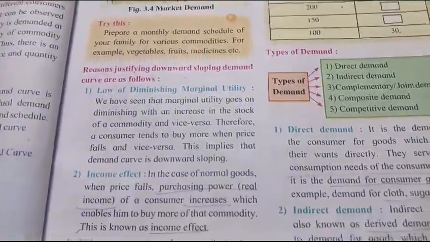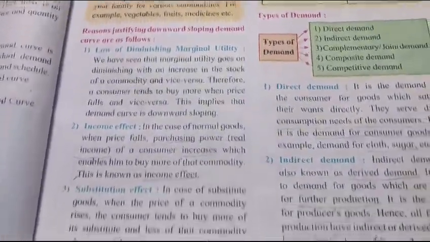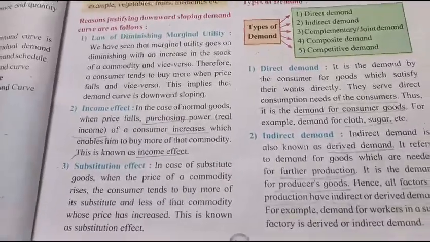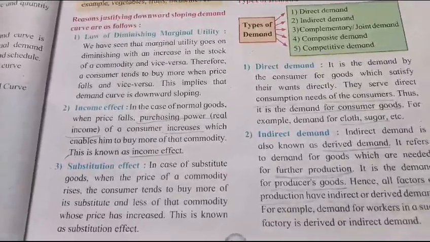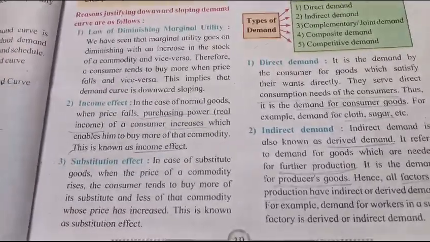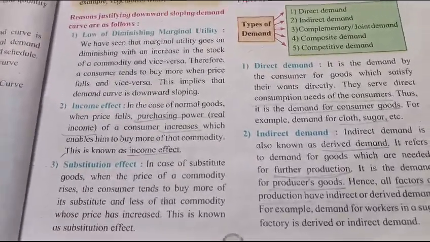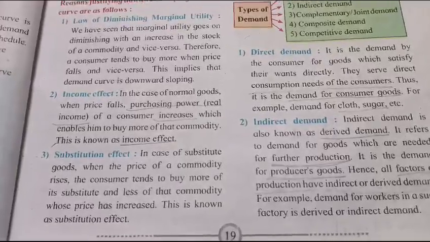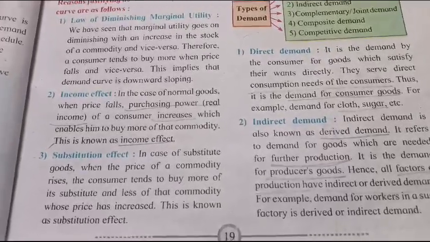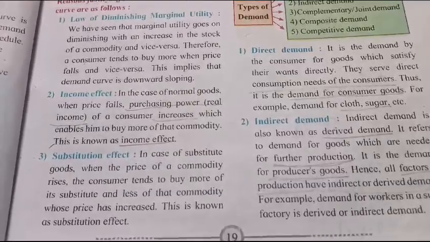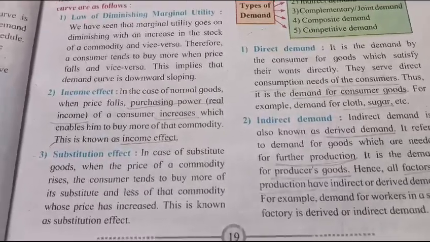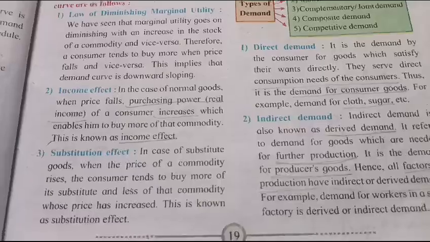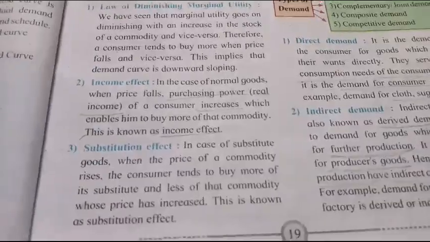Reasons justifying downward sloping demand curve are as follows. First, law of diminishing marginal utility. We have seen that marginal utility goes on diminishing with an increase in the stock of a commodity and vice versa. Therefore, a consumer tends to buy more when price falls and vice versa. This implies that demand curve is downward sloping.